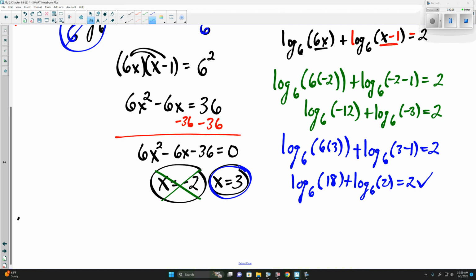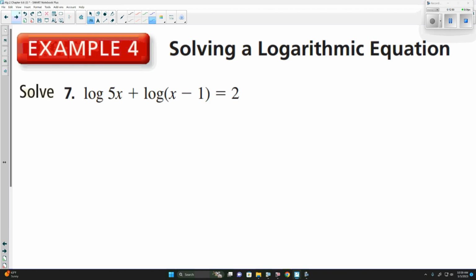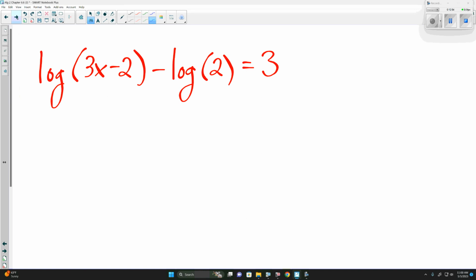Questions on any of this here? We good with having 2 logs that are being added together? Because once we get the process, we kind of understand how this works, yes? Now we're going to skip the next 2. Because if we have an understanding of how this works, I want to go on and look at the other type that we have, where we have 2 logs that are being subtracted.